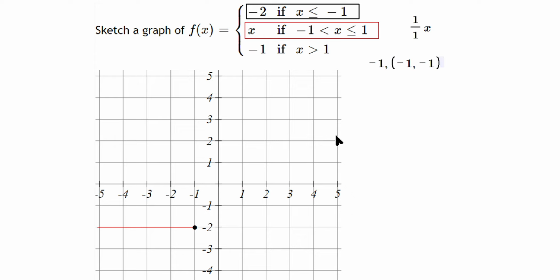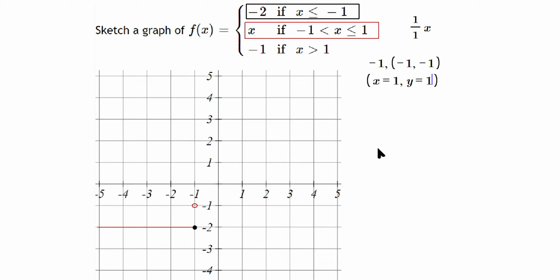However, because the -1 itself is actually excluded because of the less than symbol, that tells you that at this point you have to have a hole. So you come over here to the grid, and at -1, -1, you put a hole like this, not a solid dot. Then you graph x over -1 to +1. Now look very carefully. The 1 itself is included here, the +1, because of the equal to part. That means you have the point 1 comma 1. In other words, when x is 1, then y is also equal to 1.